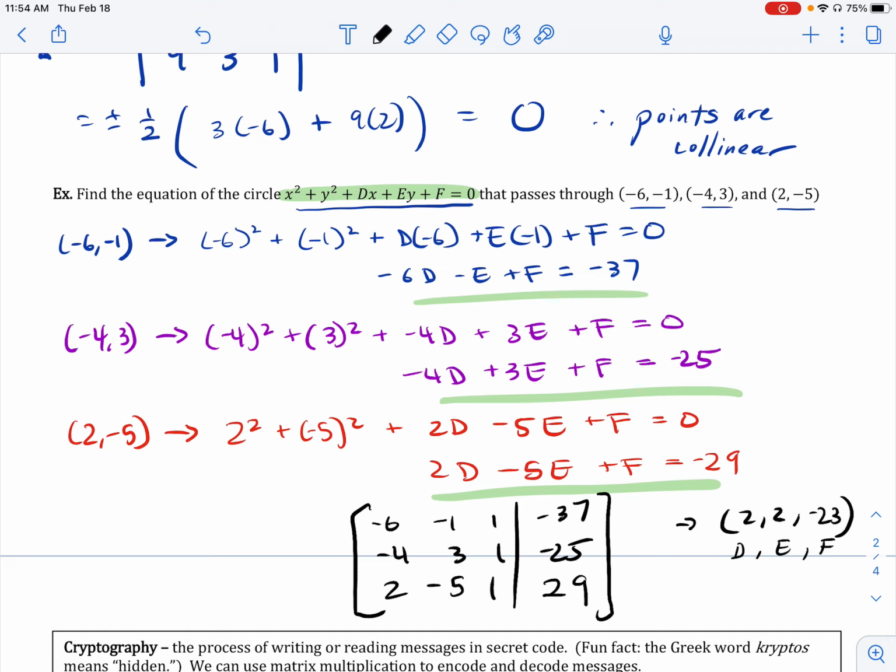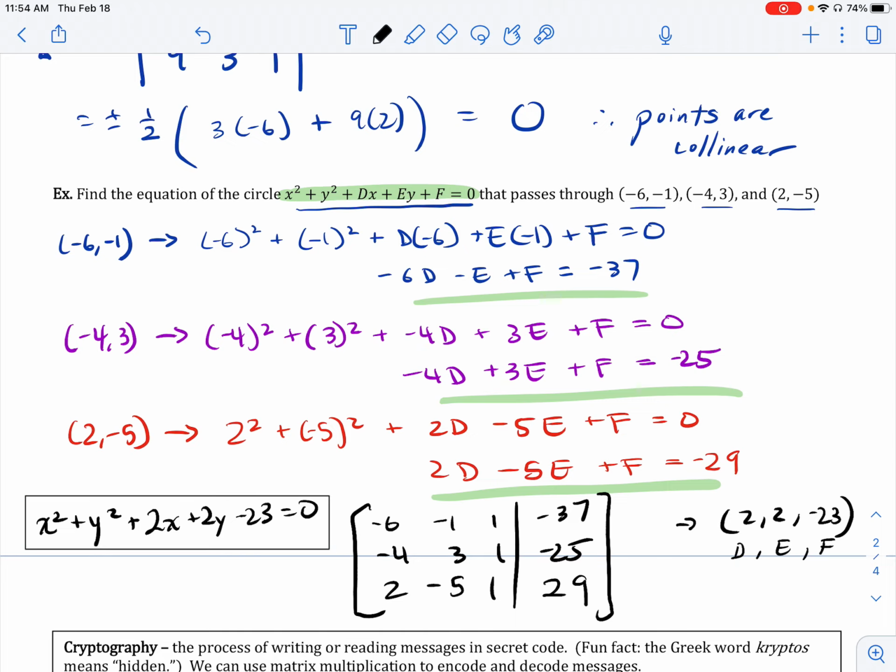So your final equation, I'm going to have to write it over here on the left side. I don't like doing that, but I'm just going to do that here. x squared plus y squared plus 2x plus 2y minus 23 is equal to 0. And this is what you would box as your final answer.